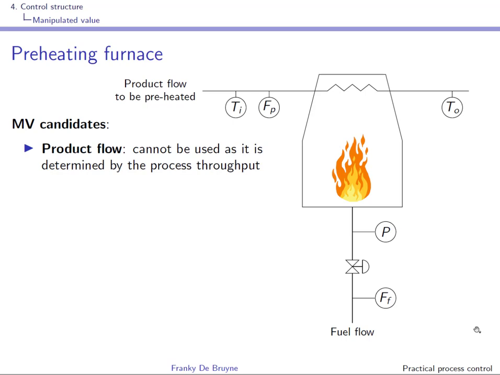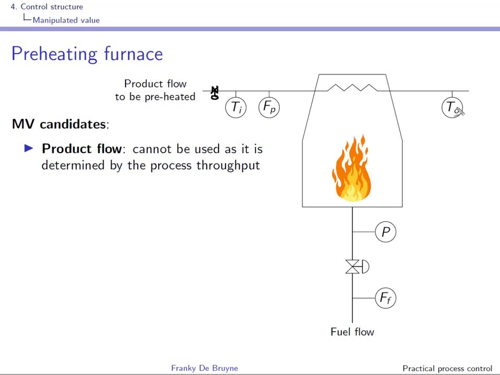We can now apply this on our preheating furnace example, and what we'll do now is list all the candidate MVs. So we're looking for potential influences on the output temperature. The first candidate that we consider is the product flow. Of course, this would presuppose that we have some actuator over here to influence the product flow. But you can see that if you restrict the opening over here, there will be less product flow with the same amount of heating energy, so the temperature would go up. So you can use the product flow through the furnace to control the output temperature.